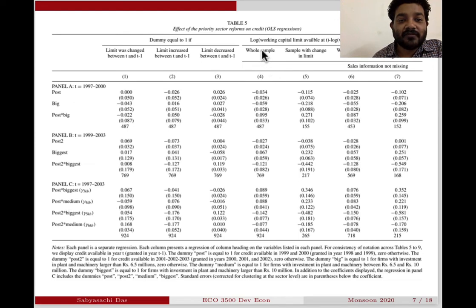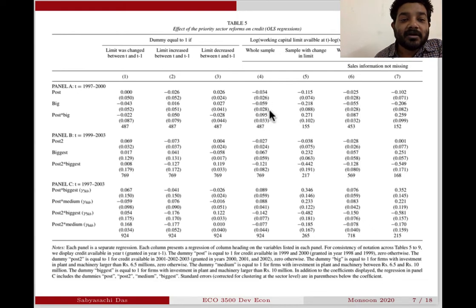So let's focus on columns 4 onwards. The dependent variable is the log of working capital at t minus 1. For example, this is the post coefficient for the first panel. The first panel is 97 to 2000, and the second panel is 99 to 2003. In the post period, the post coefficient is not statistically significant, which basically means that over time the small firms are not experiencing any significant changes in their growth rate of capital. So growth rate of capital for the small firms is similar in the pre and post period. It's a relatively small number.